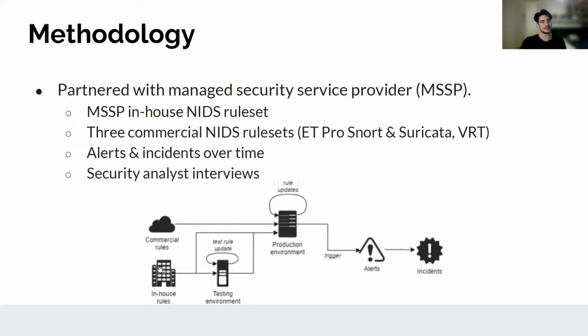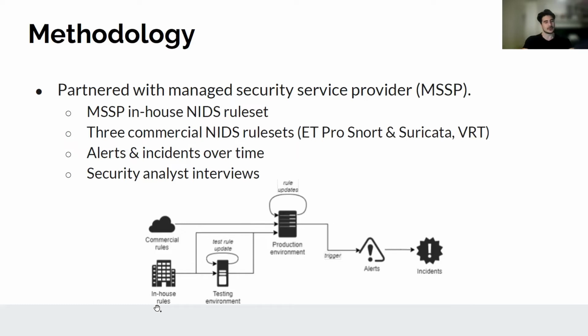So on the left-hand side, we have the rule sets. On the top, we have the commercial rules, which they buy from the threat intel vendors. These are added to their production environment immediately. There is this inherent trust that the rules that these threat intel vendors make are of a certain quality, which is why they're added to the production environment immediately.